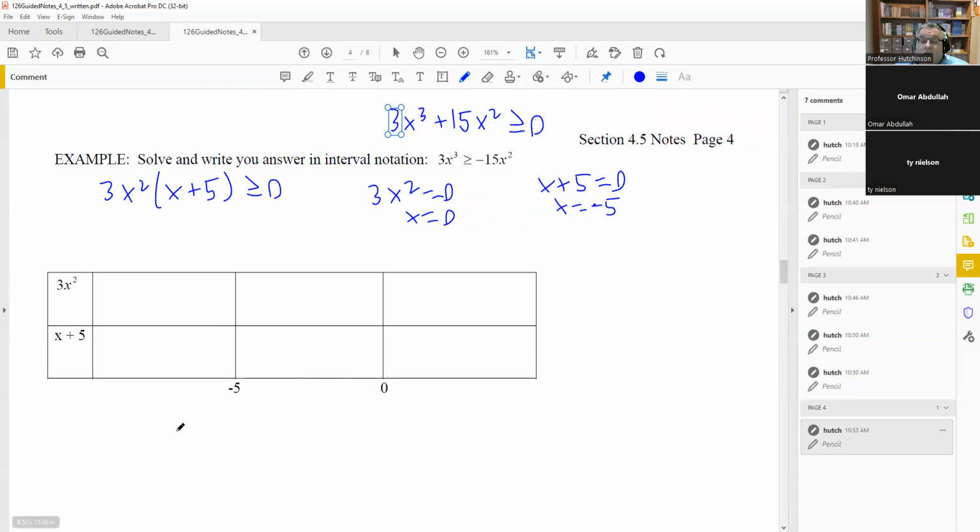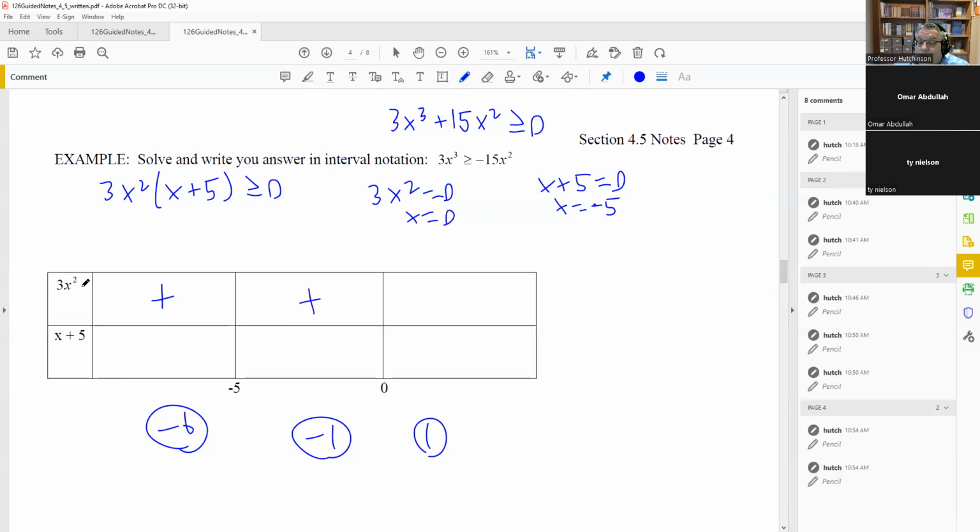So I need to pick a number that is less than -5. So I'm going to pick a -6. Between -5 and 0, I can use a -1. Any number greater than 0 is a 1. So now these numbers, I need to put them into the numbers here on the left-hand side. Now, if I take -6 and I square it, that's automatically going to become positive. So in fact, if I put -1 into here, that's going to be positive. But if I put 1 in there, that's going to be positive.